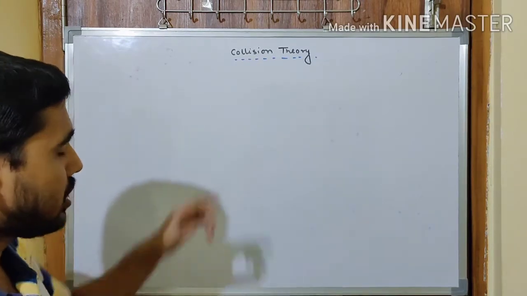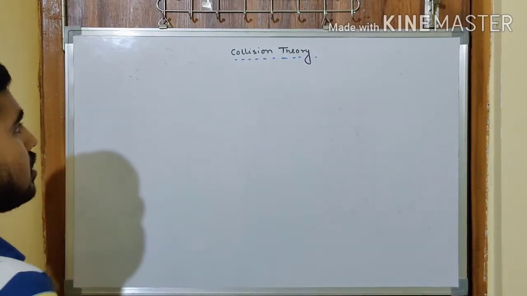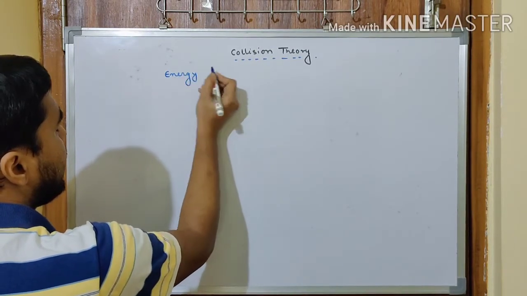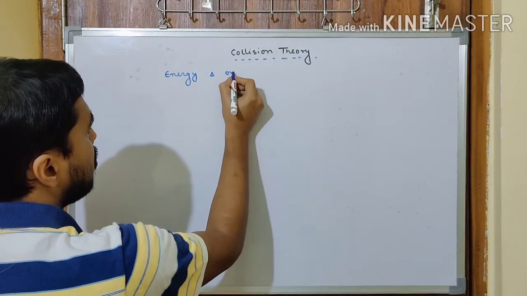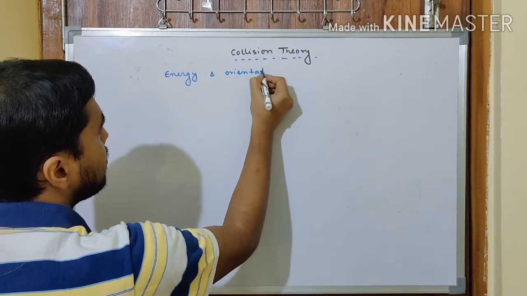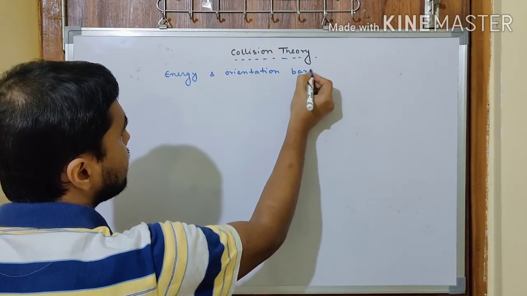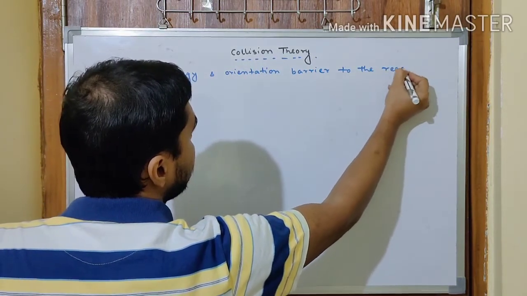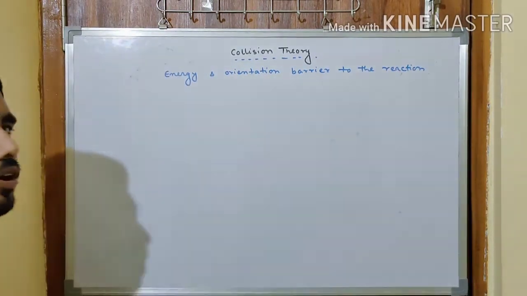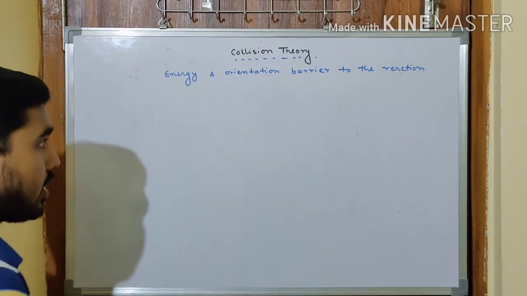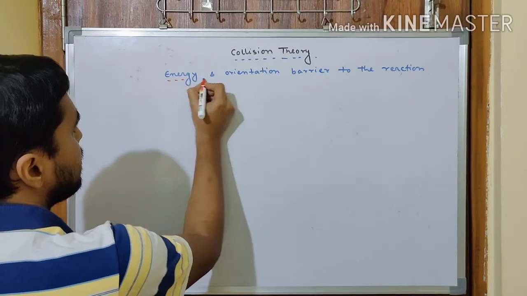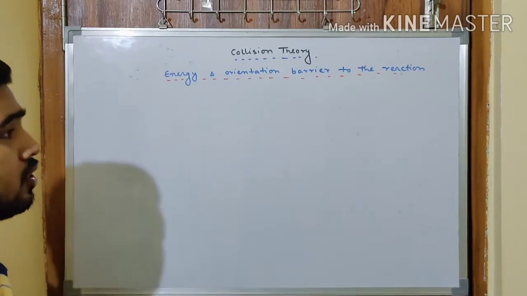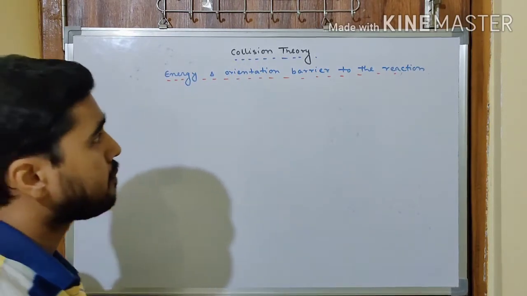So the collision theory, you can say, is the energy and orientation barrier to the reaction. So we are going to discuss the energy and orientation barrier to the reaction. As I have told you, it is mostly conceptual, so we are going to discuss mostly concepts.